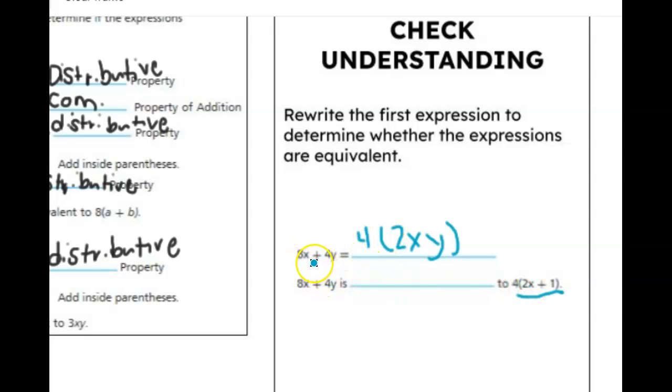If you don't like changing it this way, you could say 4 times 2x is 8x. 4 times 1 is 4. And again, not the same thing. I could have known it's not the same thing to start with because this has a y in it. This one does not have a y, so this one is not equivalent.